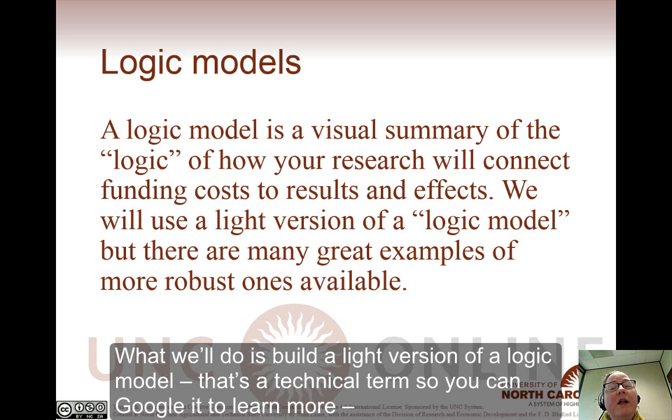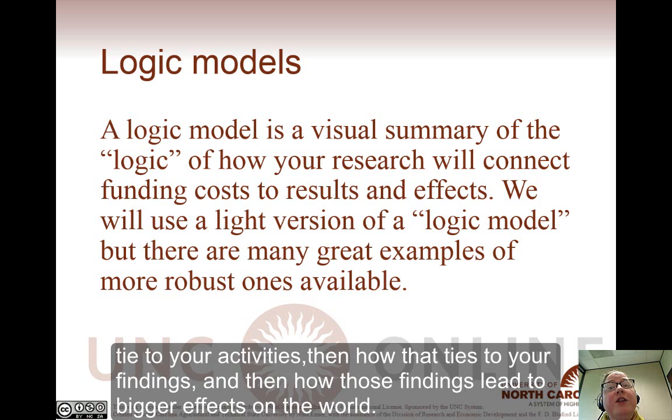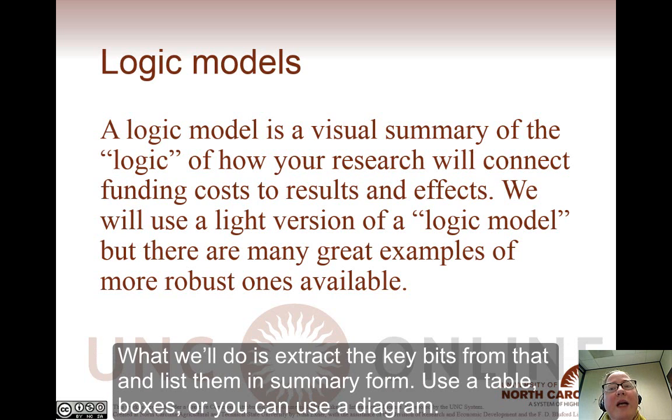What we'll do is build a light version of a logic model. And that's a technical term, so you can Google it to learn more. A logic model of your research and its anticipated effects. That's going to show how the costs you charge to the grant tie to your activities, then how that ties to your findings, and how those findings lead to bigger effects on the world. Sound familiar? It should. You've already worked out that logic in your writing process. What we'll do is extract the key bits from that and list them in summary form.